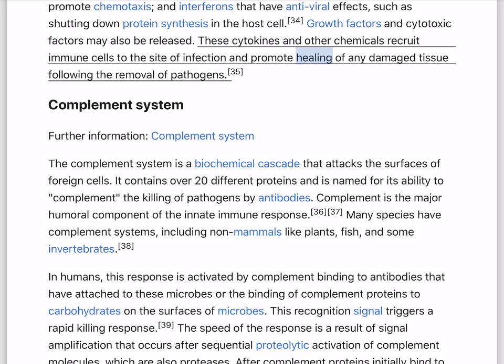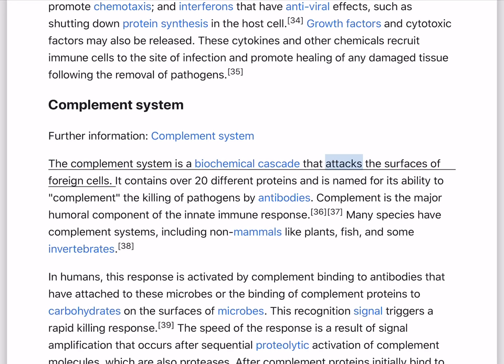Complement system. The complement system is a biochemical cascade that attacks the surfaces of foreign cells.